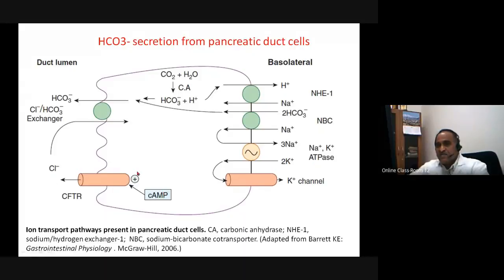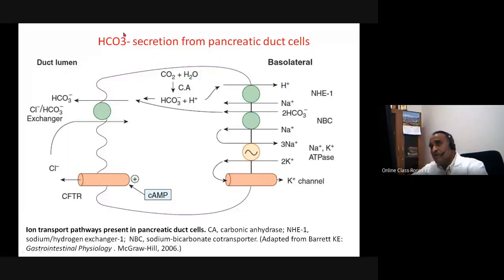Now, this chloride ion, sometimes we have the cyclic AMP activated, and the chloride ions will be transported because there will be a large amount of potassium ions. The relatively more amount of potassium, the positive ions, accumulate in the cell, and to neutralize that, there is what is called a chloride channel, the cystic fibrosis transmembrane receptor. This will transport the chloride ion, and it is dependent upon cyclic AMP.